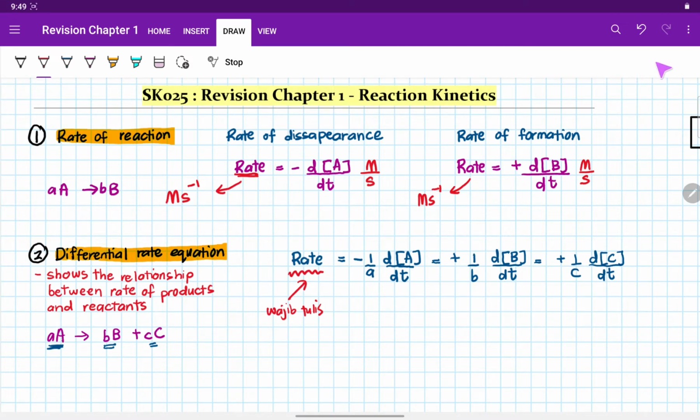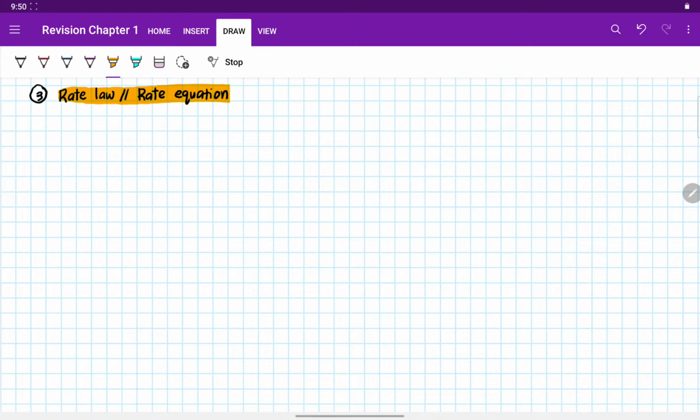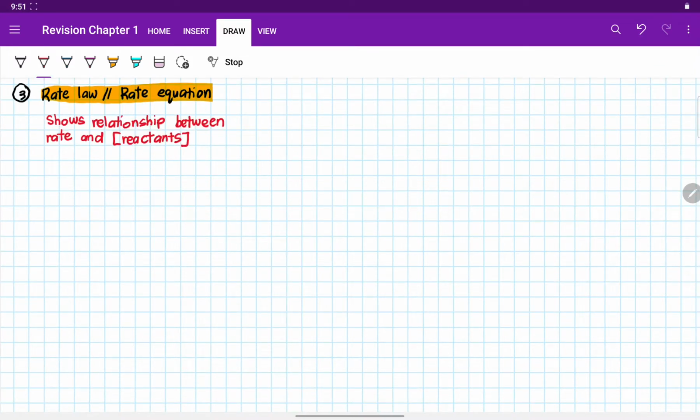Okay, the next one. The third one, we're going to discuss about rate law ataupun rate equation. Okay, so what does this rate law ataupun rate equation show? Usually kita akan gunakan perkataan rate law lah, tapi sometimes dalam soalan dia gunakan juga rate equation, but it's the same thing. Okay, so this rate law, it shows the relationship between the rate of reaction and the concentration of reactants.